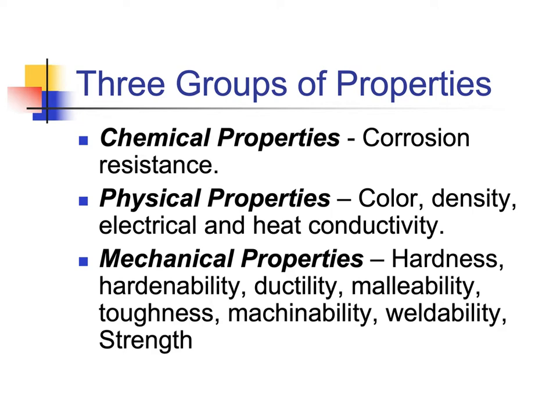Physical properties are things that you can't really change, like color, density, electrical and heat conductivity, and a few other things like resistance, things like that, magnetic properties. Mechanical properties are what most people are after. Hardness, hardenability, ductility, machinability, weldability, strength. These are all properties that we're going to talk about in the next few slides.